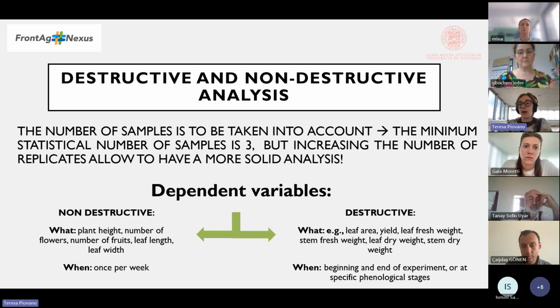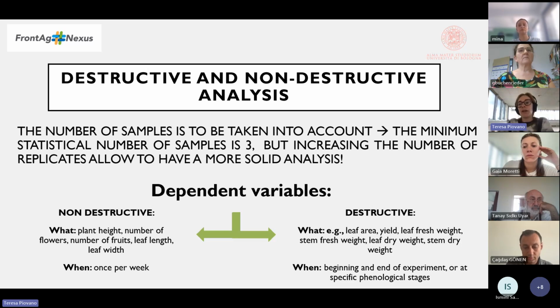Defining the number of samples and replicates that we are going to take, we can measure our dependent variables through destructive and non-destructive analysis. The non-destructive analyses are, as the word says, measurements that don't impact the physiological part of the plants, like measuring the plant height, the number of flowers, counting the number of leaves. This kind of measurement can be done also once a week, but obviously the frequency of the measurements can change depending on the type of experiment.